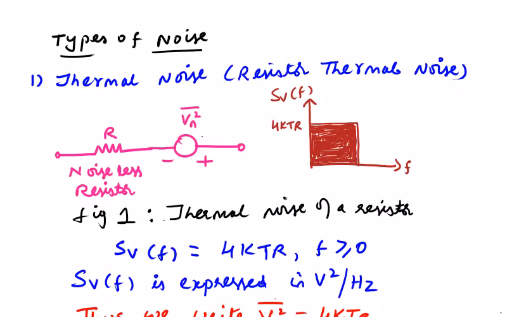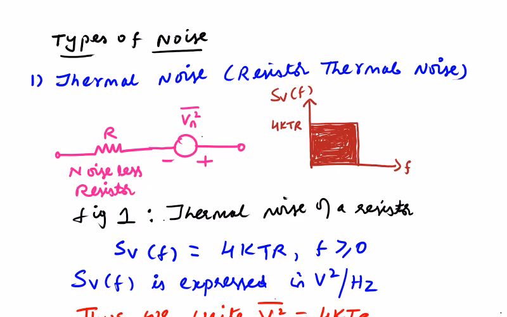Hello all. Today I am going to discuss the types of noise. The analog signals processed by integrated circuits are corrupted by two different types of noise: device electronic noise and environmental noise. We focus on device electronic noise.